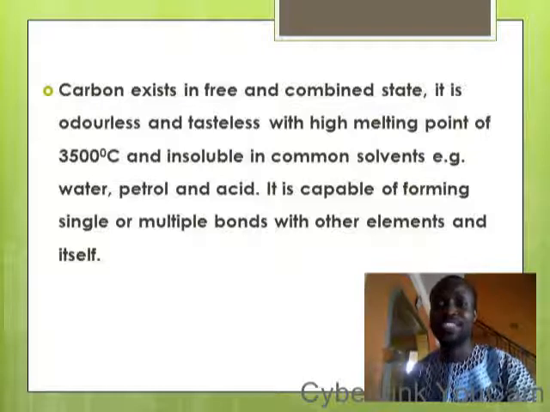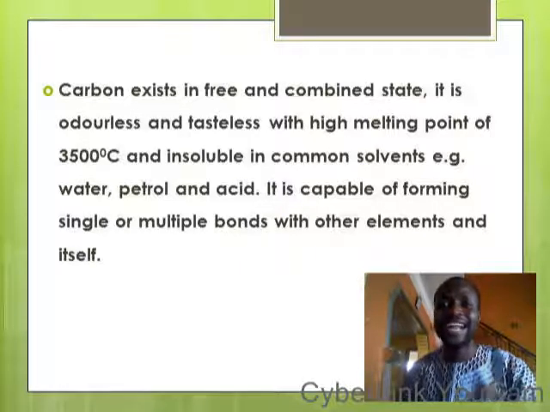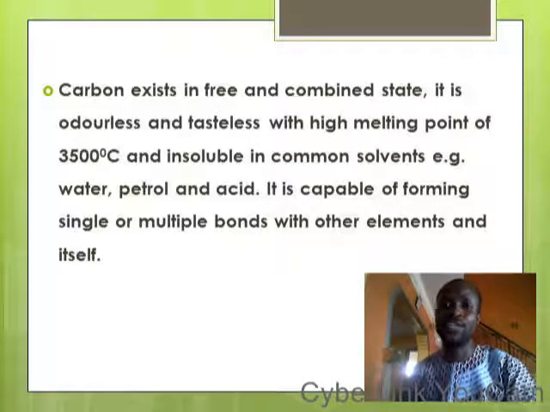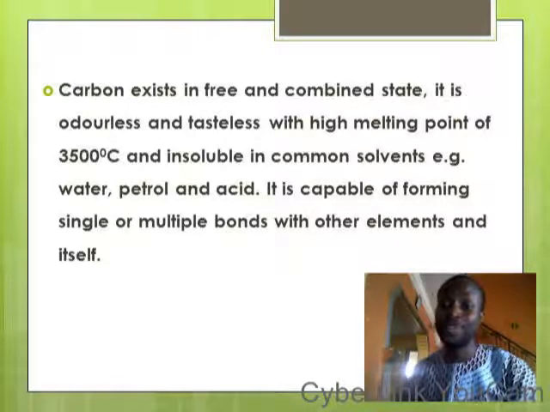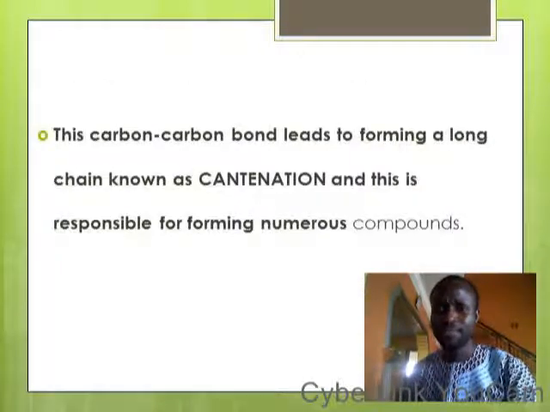Carbon exhibits in free and combined state. It is odorless, tasteless, with a high melting point of about 3,500, and insoluble in common solvents like water, like petrol. You can see that. It is capable of forming single bonds with itself and with other elements. It's also capable of forming multiple bonds.